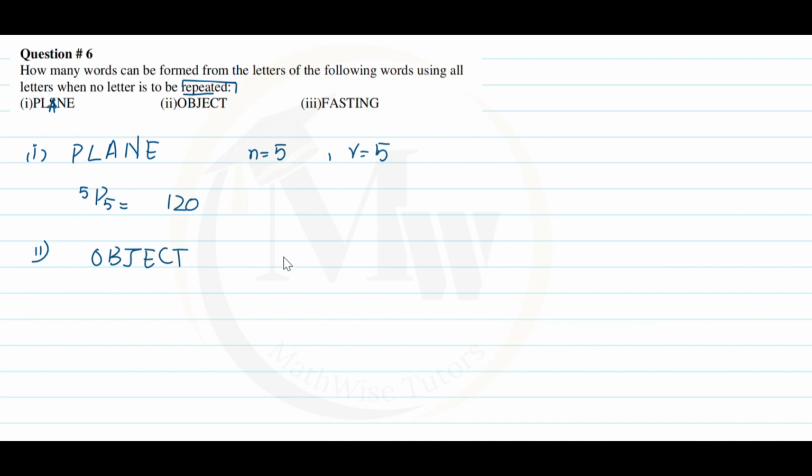And same for the next word, the total number of letters are 6 and we have to arrange all of them. It will be 6P6 which is 720.